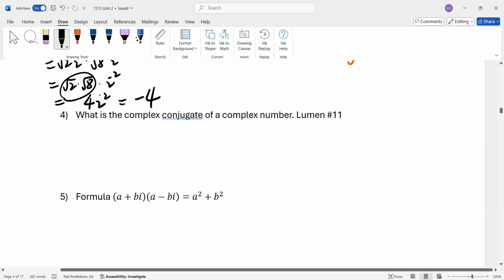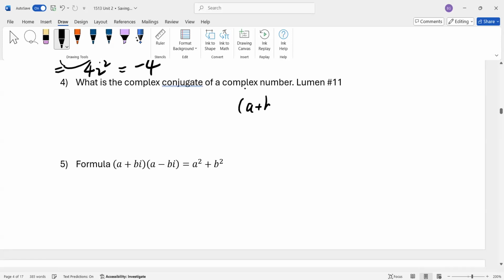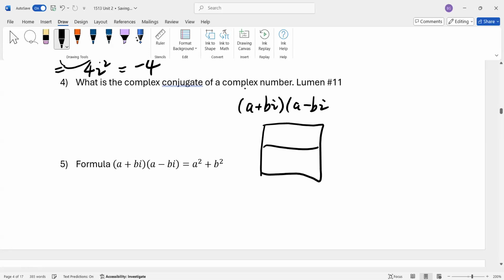Division. Five minutes for division, a little bit challenging. I'm going to prove this formula first. (a + bi)(a - bi). I'm going to use the box method.